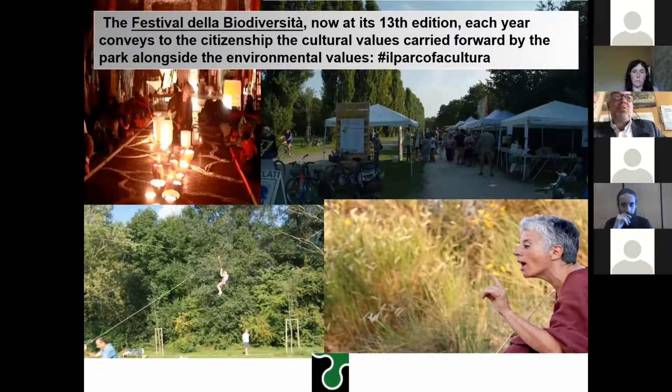The idea is to offer to all the categories of people who frequent the park the experience of how crucial the diversity and richness of living species is, also in everyday life.